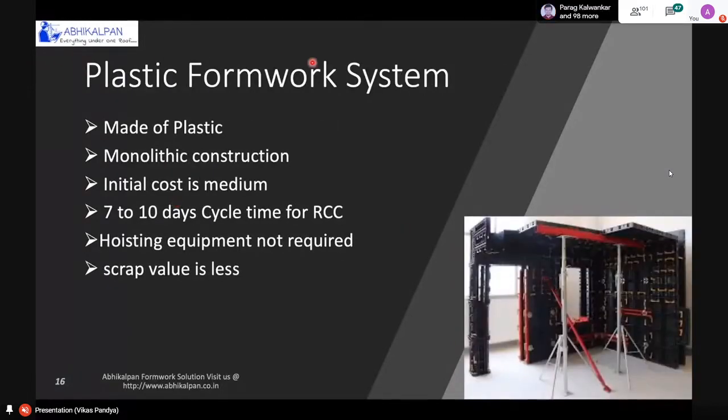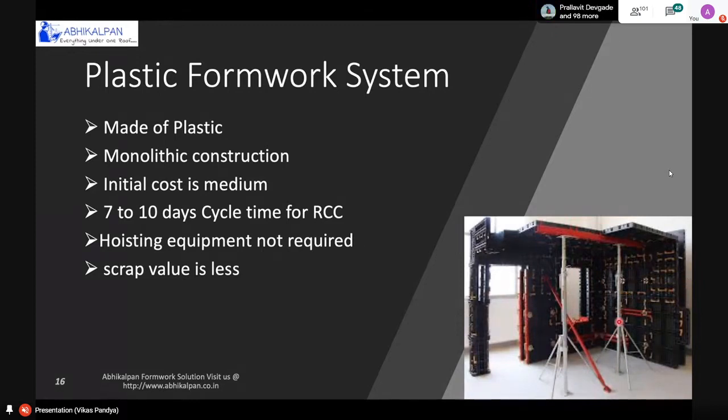Then the next formwork system is the plastic formwork system. It is mainly made of plastic. This formwork system is also the same as aluminum or Euro form, but only the material is changed. We will follow the monolithic construction process in this formwork system too. The initial cost will be moderate, around 5,000 to 5,500 rupees per square meter. Then the cycle time will be 7 to 10 days using this formwork system.